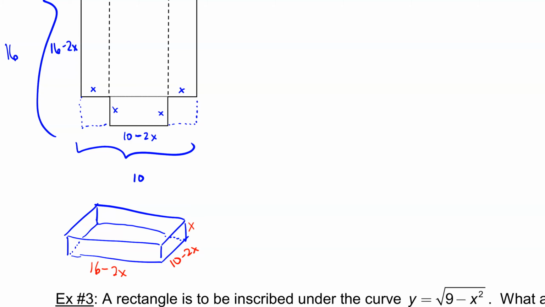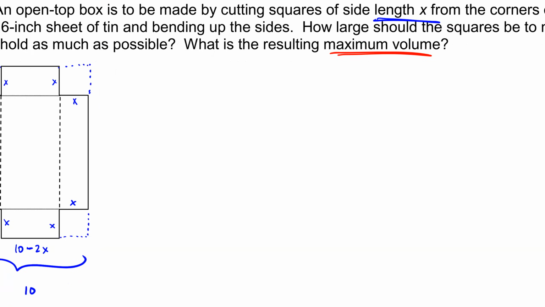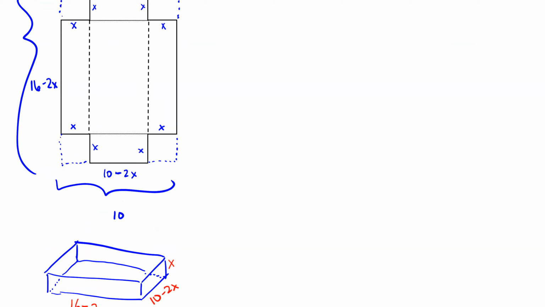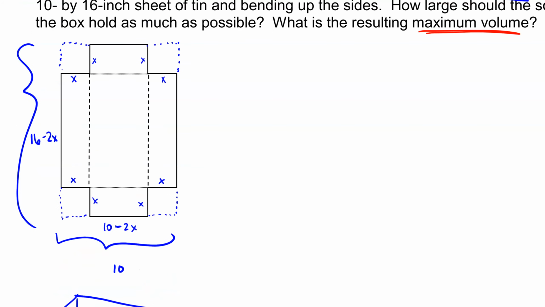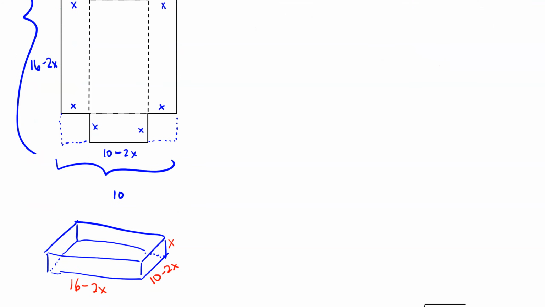Now, remember, what we're trying to find is the resulting maximum volume. How do you find volume? I'm not going to give you this equation because I believe in you. Length times width times height. Wonderful. So our volume is length times width times height. Oh my gosh, look, we have everything in terms of one variable, x. One more time, we have everything in terms of one variable, x.